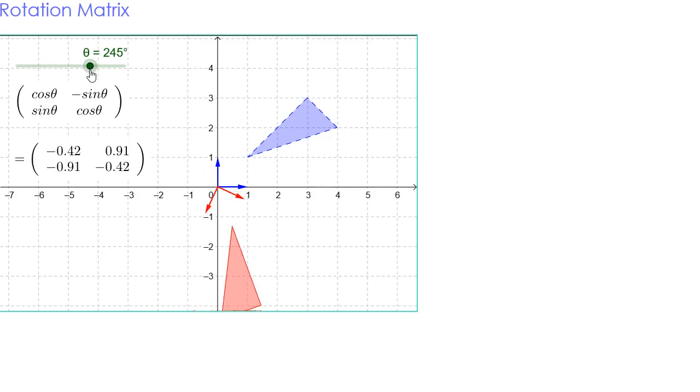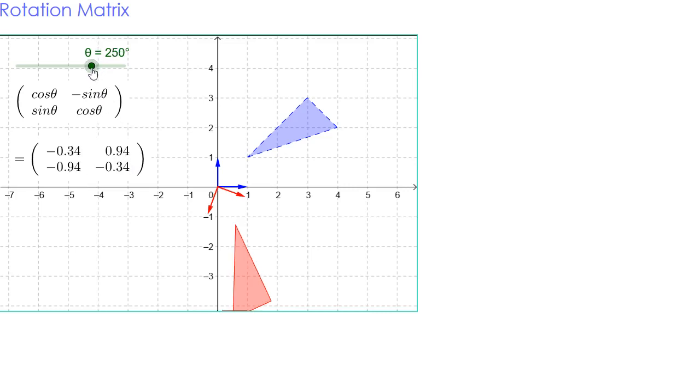And this is actually giving away the answer. This is what we're going to get, this cosine, sine, negative sine, cosine thing. And as you can see, it's a different result depending on what your values of theta are here.